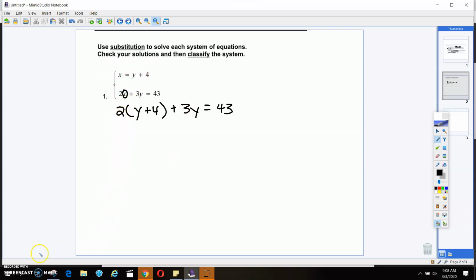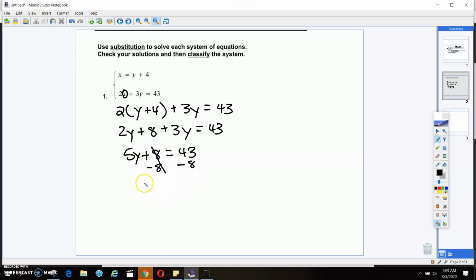Okay, distribute. So 2 times y gives us 2y, and 2 times 4 gives us 8. You're then going to combine your like terms. So 2y and 3y added together give us 5y. I'm going to subtract 8 from both sides, so 43 minus 8 gives us 35. We're going to divide by 5 on both sides, and so y is going to equal 7.